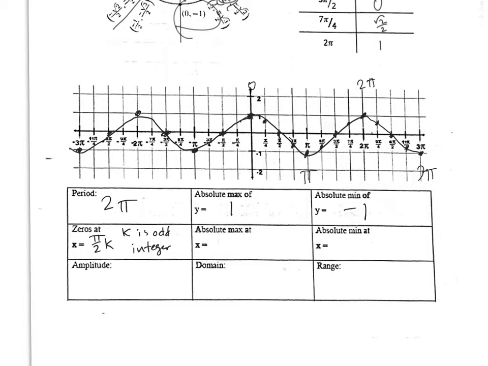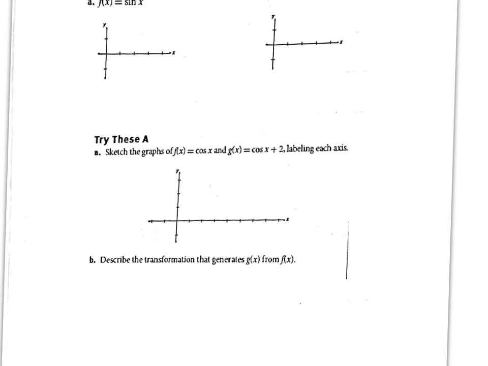Your maximums are at pi k, but k is even. And your minimum is also at pi k, but k is odd. And the rest of this matches the sine. Amplitude is 1, domain is all reals, and the range is -1 to 1. So what exactly are we going to do with this? Let me show you.